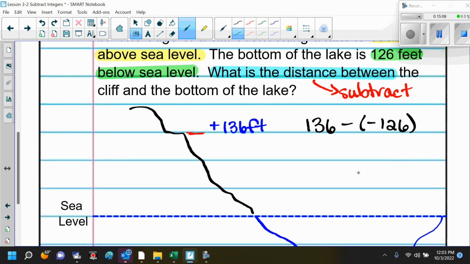Now, what's the rule? So we're going to keep, change, change. So this subtraction, well, I'll rewrite. 136, subtraction becomes addition, and the negative 126 becomes a positive 126. And then we follow the rules for addition. So this is going to be 12, 3, 4, 5, 6, and 2. So we end up with 262 feet. Does that make sense?